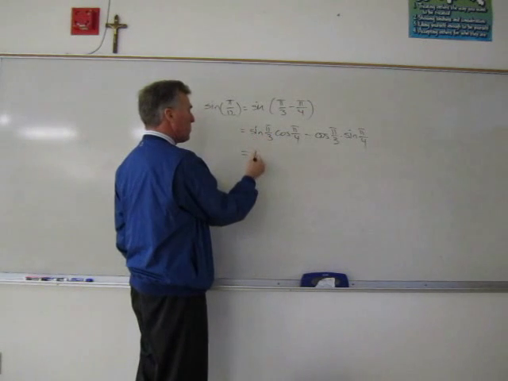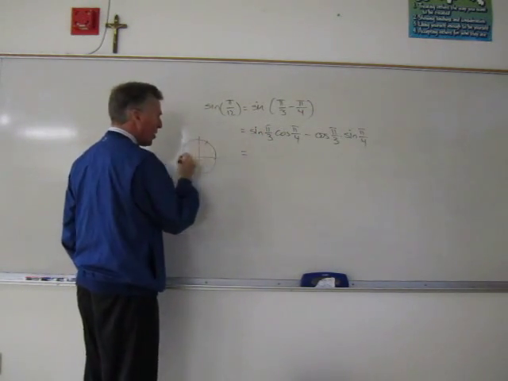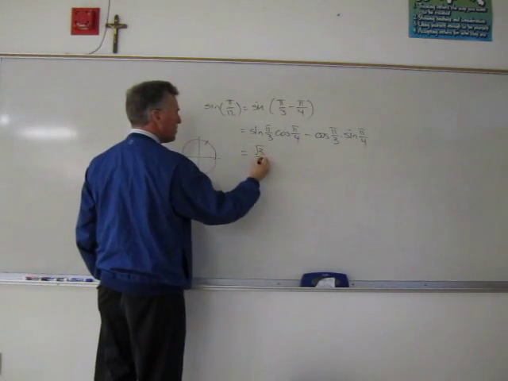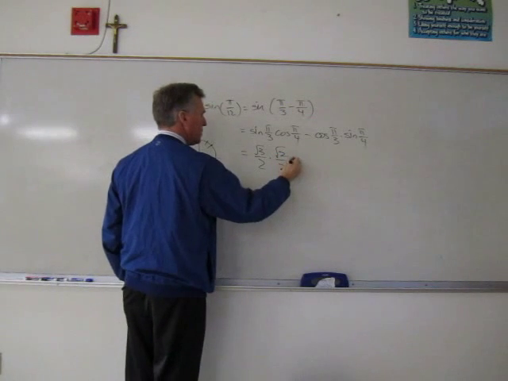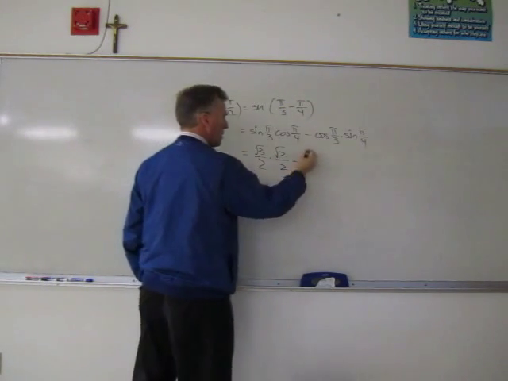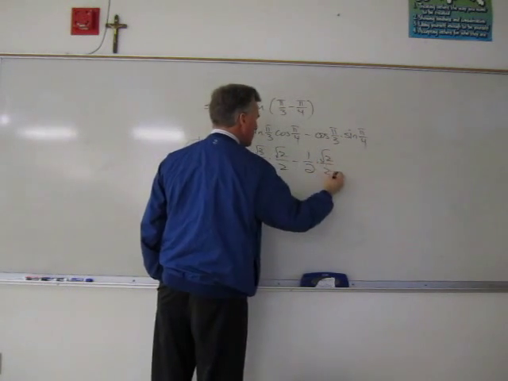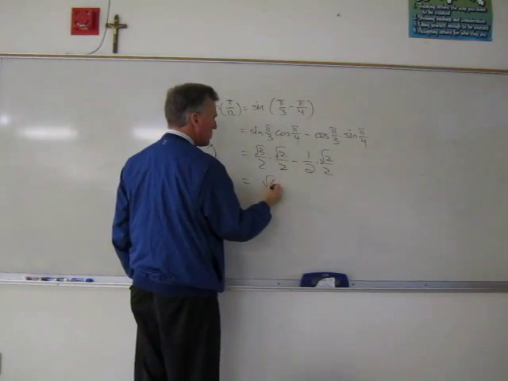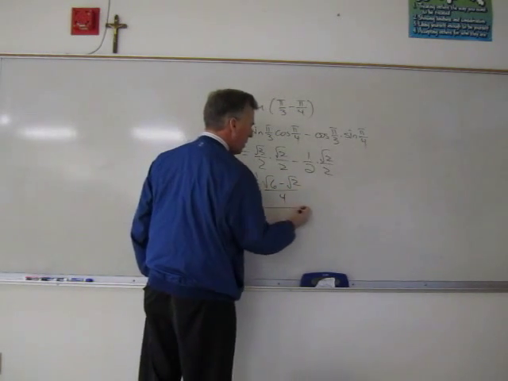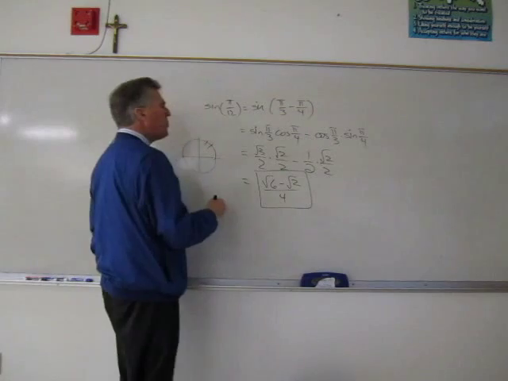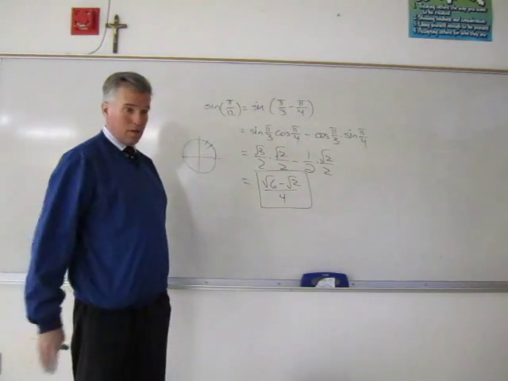Sine of pi over 3. Well, if you're confused, go back and draw a picture. That gives me root 3 over 2. Cosine of pi over 4, root 2 over 2. Cosine of pi over 3, 1/2. Sine of pi over 2, root 2 over 2. And so we get root 6 minus root 2 over 4. What a beautiful thing. That's the sine of pi over 12.